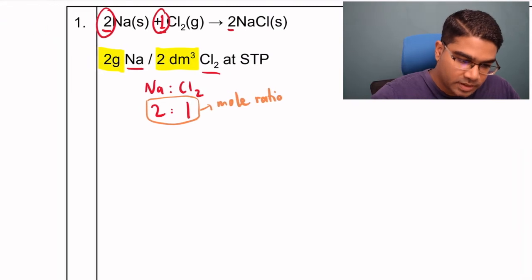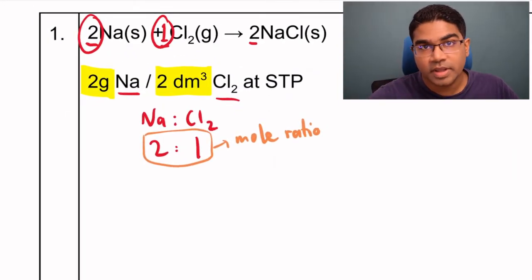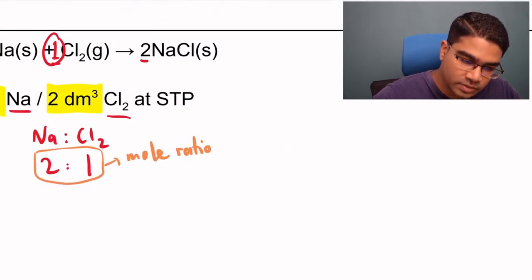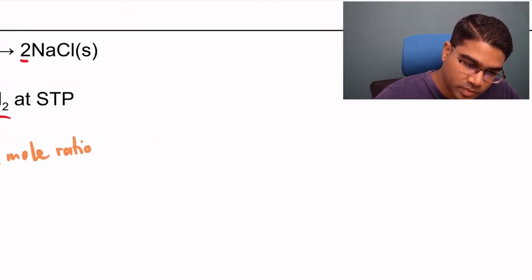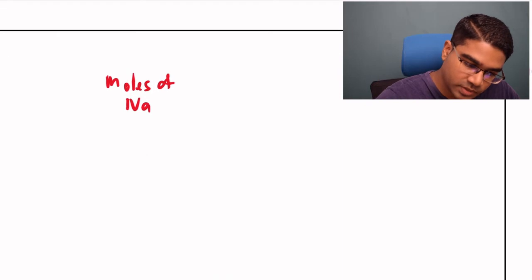So let's look at this. Now we are currently dealing with the mole ratio. We want to find how many moles of sodium there are in 2 grams of sodium. So we use the relationship between mole and mass. The number of moles of sodium will be equal to the mass of sodium over the molar mass of sodium.